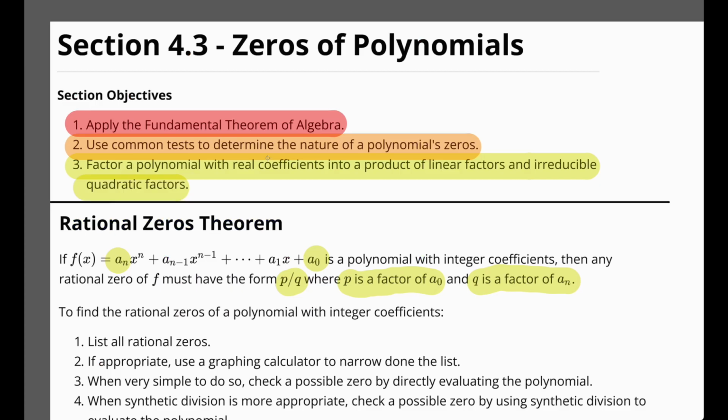So that's a video on the zeros of polynomials. We went over the fundamental theorem of algebra, which remember, it states whatever the degree is of that polynomial, that's how many possible roots or possible factors there's going to be, including multiplicity. You got to make sure you include that as well. We also used tests to determine the nature of polynomial zeros, and we factored a polynomial with real coefficients into a product of linear factors and quadratic factors as well.